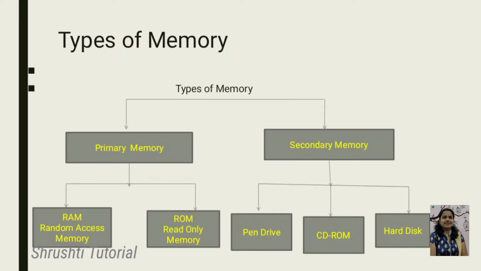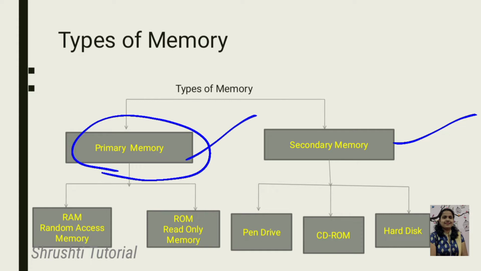Let us discuss types of memory. Memory is of two types, that is primary memory and secondary memory. Primary memory is also known as the main memory and secondary memory is also known as the auxiliary memory, and the CPU can access the data from the primary memory. Okay, and primary memory is of two types, that is RAM and ROM. The full form of RAM is random access memory and the full form of ROM is read only memory.